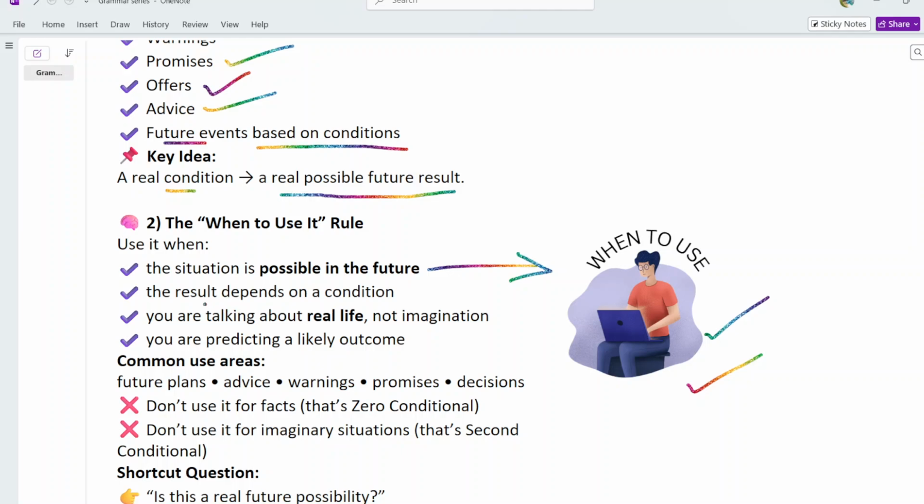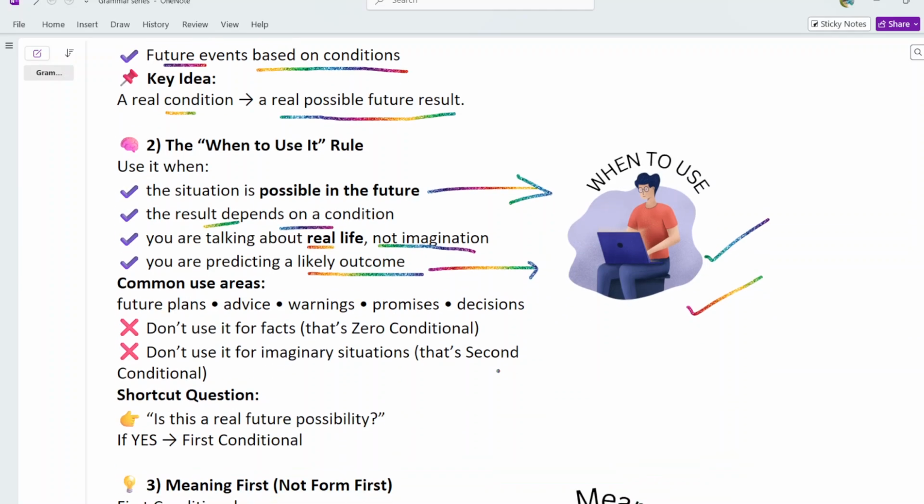Now, the result depends on the condition, and you're talking about real life, not imagination, and not about any facts as well. And you are predicting a likely outcome, in the sense you are predicting a result. You know what the result is if something happens. At that point you're going to use the first conditional as your grammatical tool. Now let's look at common use areas. Where are you going to use them? You're going to use them for future plans, advice, warnings, promises, and decisions.